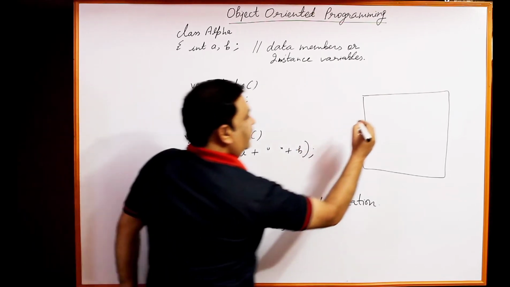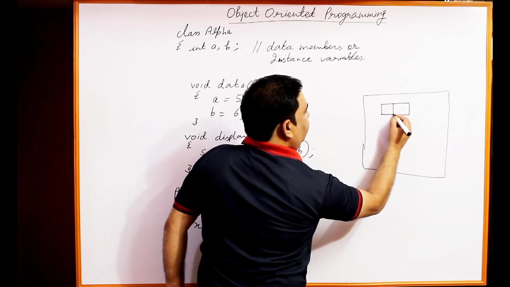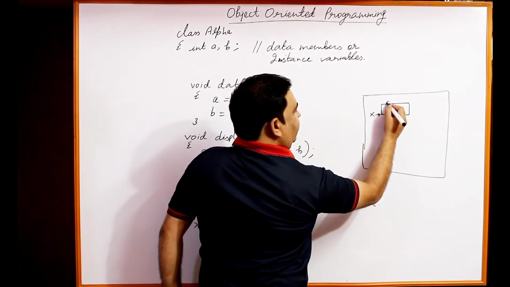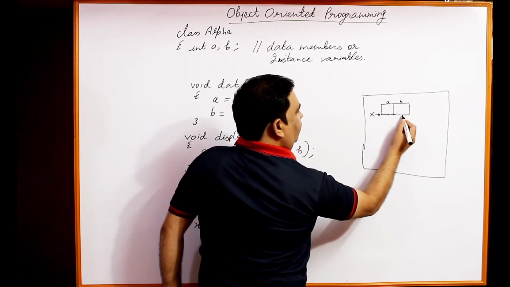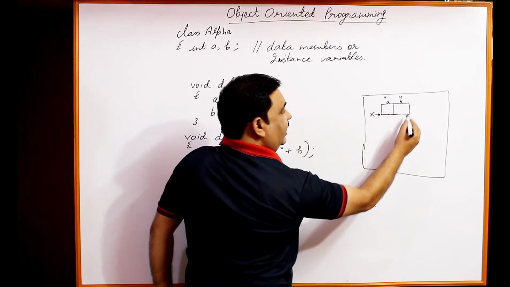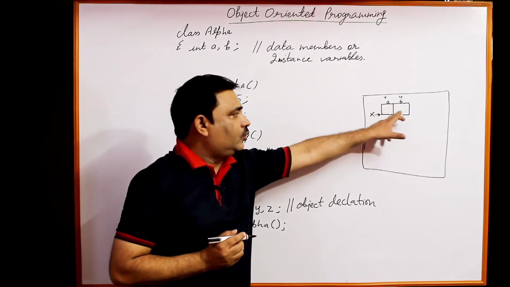So here, if x object is created like this in the memory, this is x object. Here A and B each is of 4 bytes. So total is 8 bytes. By default, their values are 0.